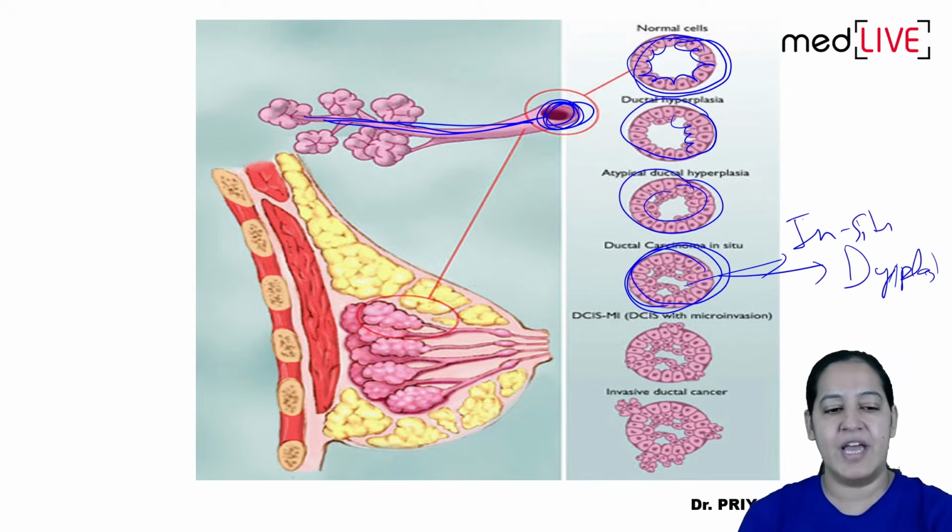But see the next diagram. See here, cells start coming out. If you zoom it out, here tumor cells are coming out.